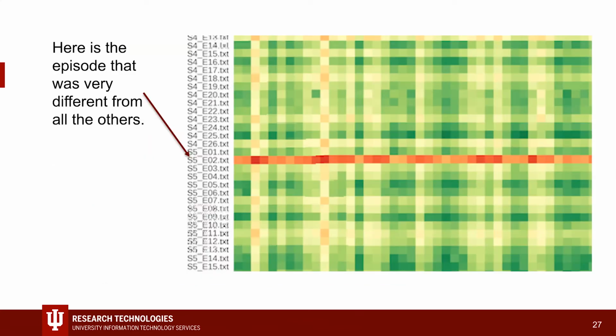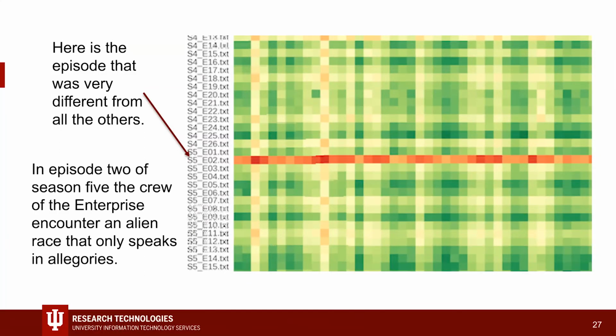And so now we go to our red line, and we're wondering, why is this episode so different from all of the others? Well, in episode 2 of season 5, they encounter an alien race that only speaks in allegory. So it'd be like if you were angry, instead of saying I'm angry, you would say Odin striking, and you talked to express your anger. And so it's really different than any of the other dialogues.